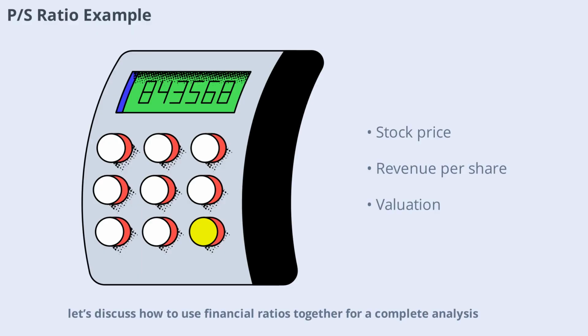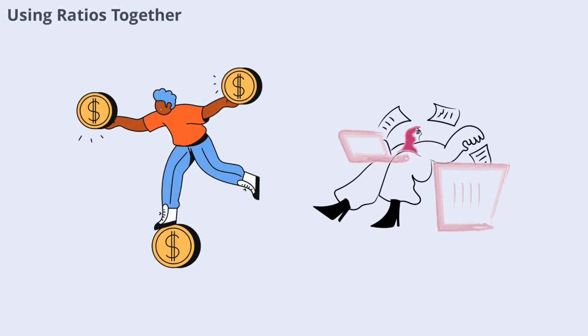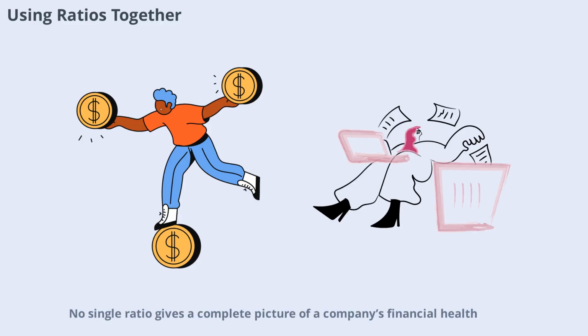Next, let's discuss how to use financial ratios together for a complete analysis. A single ratio gives only a partial picture of a company's financial health. It's important to use multiple ratios together to get a well-rounded view. For example, a company might have strong profitability but weak liquidity. By looking at liquidity, profitability, efficiency, solvency, and market value ratios together, you can make more informed decisions. In the next scenes, we'll look at how to analyze ratios over time and compare them with industry benchmarks.